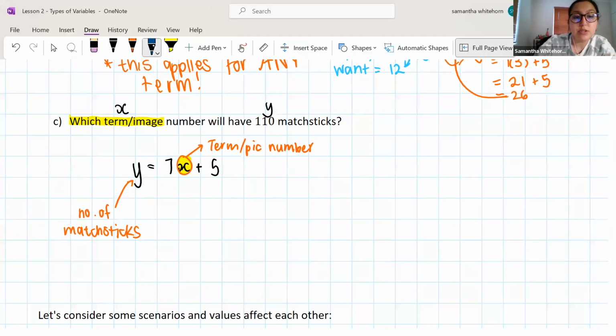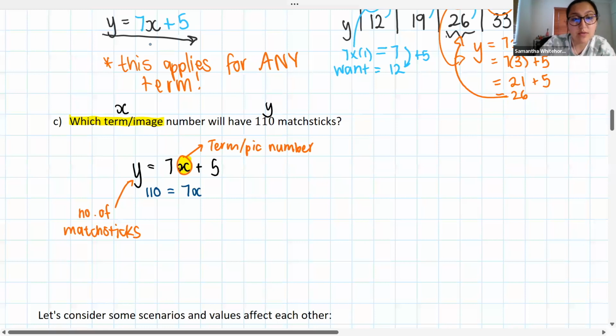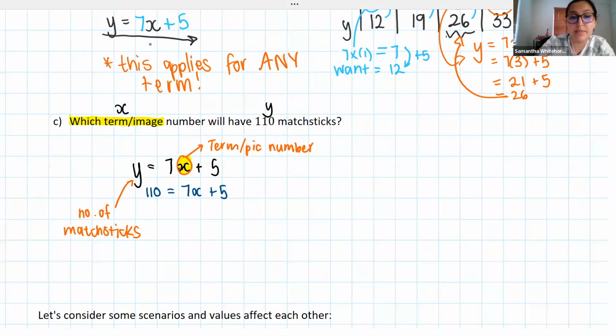So we're going to substitute in what we know. We know we've got 110 matchsticks. We are looking for the image or the term number. So we have an equation that we now need to solve for x. 110, the number of matchsticks, is equal to 7x plus 5. We're going to use our inverse operations in order to solve this equation. Remember, inverse operations means I need to do the opposite. It's an equation. That's why we do inverse operations. The first thing I'm going to do is subtract 5 on both sides. And so I've got 105 is equal to 7x.